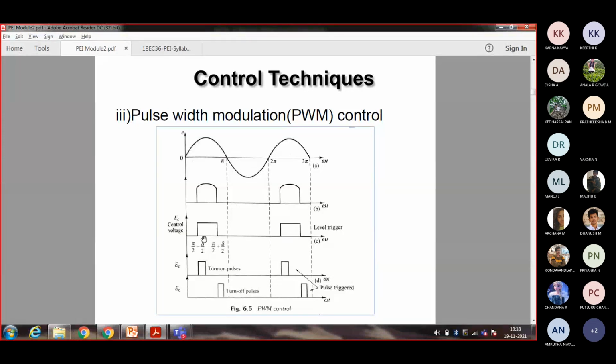Pulse width modulation. The width of the pulse will take care of how exactly the signal can be modulated. So based on the width of the pulse, we can modulate the actual signal and carry it from one location to another location. In our syllabus, pulse width modulation control means we are able to control the input signal or we are able to convert from AC to DC by using.